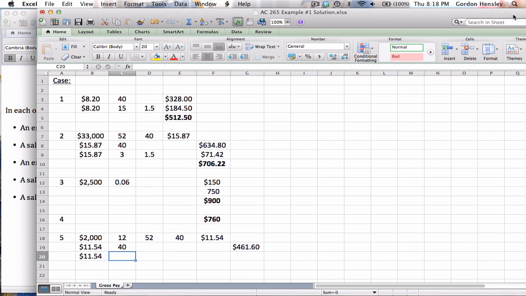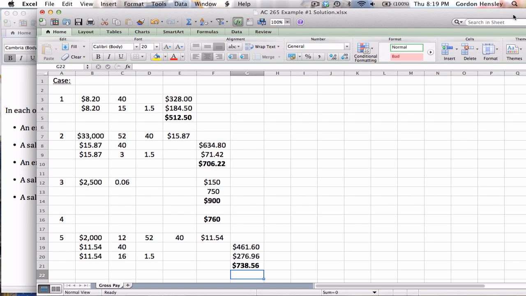They worked 56 hours altogether, so that's an extra 16 hours. But I've got to remember my time and a half. So the 11.54 times the 16 extra hours times the 1.5 gives me that amount. Then I simply add these two together to get that person's total pay, which is $738.56. So that completes the 5 case examples on example 1 for gross pay.